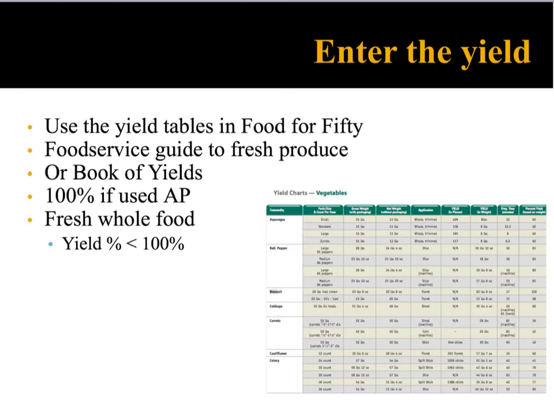After converting all volume measures to weights, then enter the yield for each ingredient. Many of your ingredients will have a 100% yield, like flour, sugar, salt, oil, and others. However, produce and meat will usually be purchased in a form that will have some preparation or trimming losses, so be sure to refer to one of the references suggested. Most whole, fresh foods will have a yield percentage less than 100%.